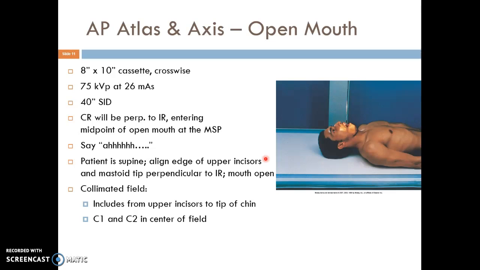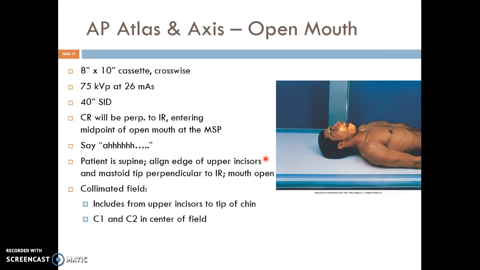This is known as the open mouth AP, for the atlas and the axis, or C1, C2. This is also an 8x10 cassette, collimated even smaller than an 8x10. We are going to use a technique of 75 kVp and approximately 26 mAs, 40-inch SID. Central ray is perpendicular to our image receptor, entering midpoint through the open mouth while the patient is saying ah.